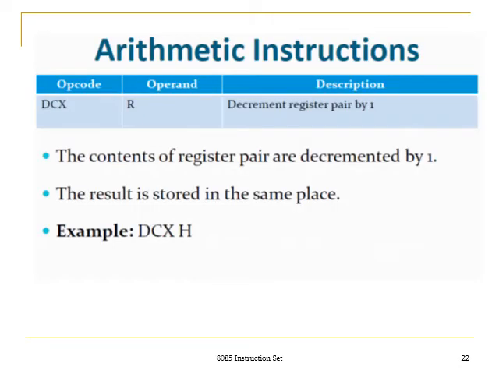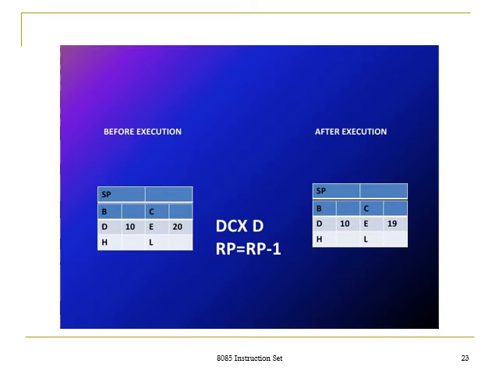Next is DCX. As similar to that of INX, the register pair content is being decremented by 1. Let us see an example. The example here is DCX D. So it is going to choose the DE register pair. The DE register pair's content is being decremented by 1, right? You can see the example.